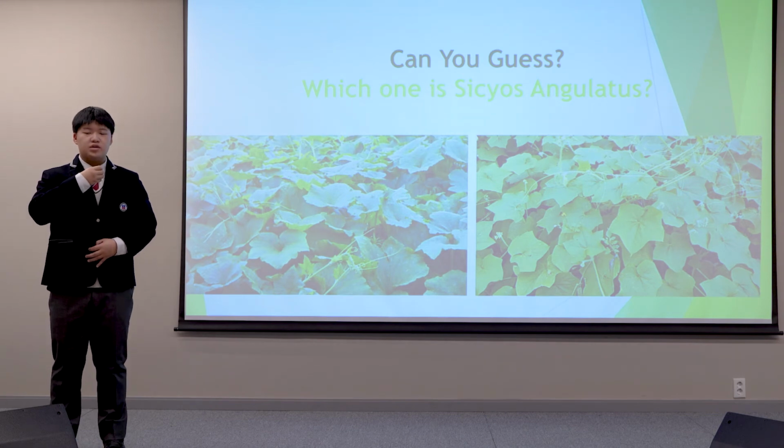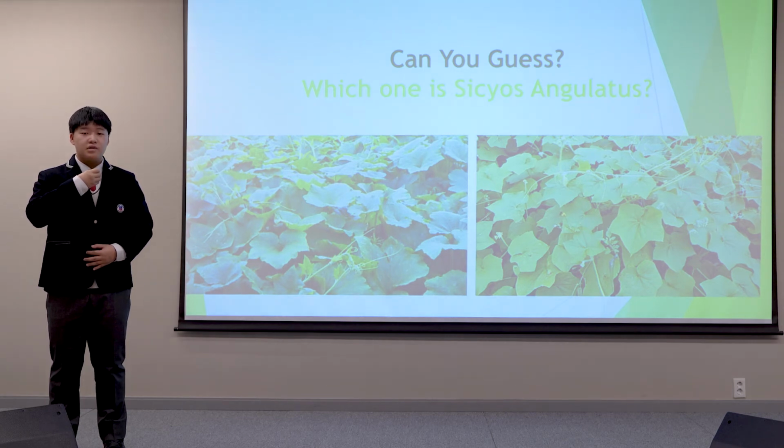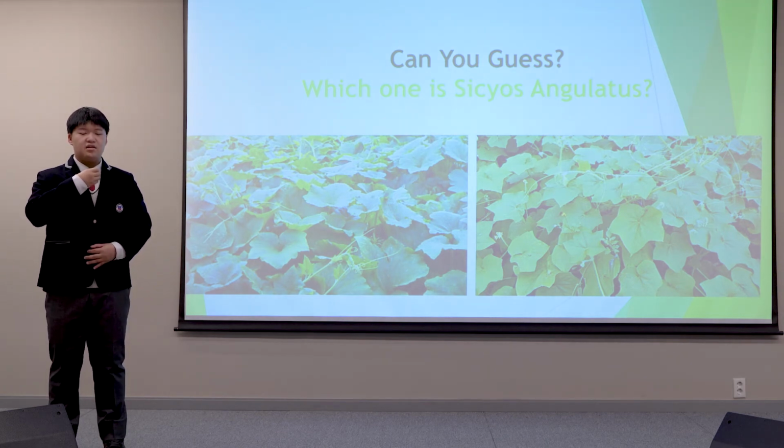One is Sicyos angulatus and the other is not. Can you guess which one is Sicyos angulatus? It is hard to tell with a bare eye. That's right, the problem is that you cannot identify it. Therefore, our team decided to use AI and image recognition technology to distinguish Sicyos angulatus from what isn't Sicyos angulatus. From now on, I will show you how to solve it using the AI app we made.